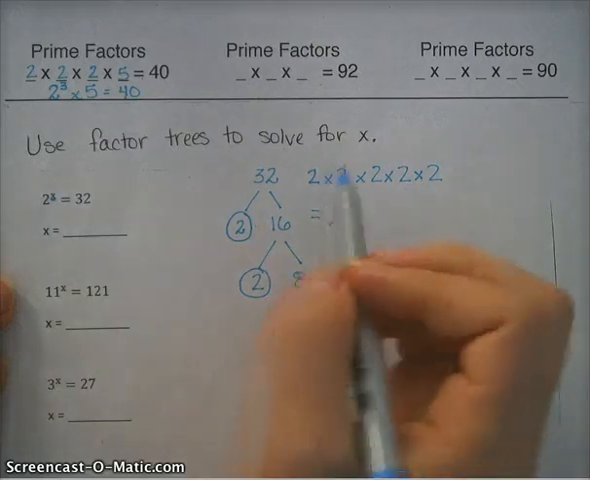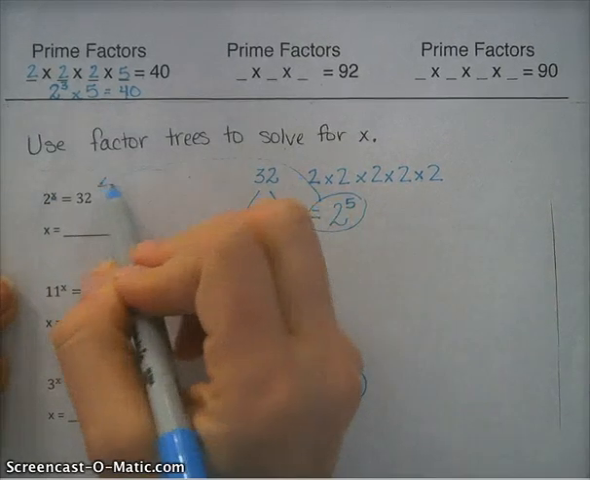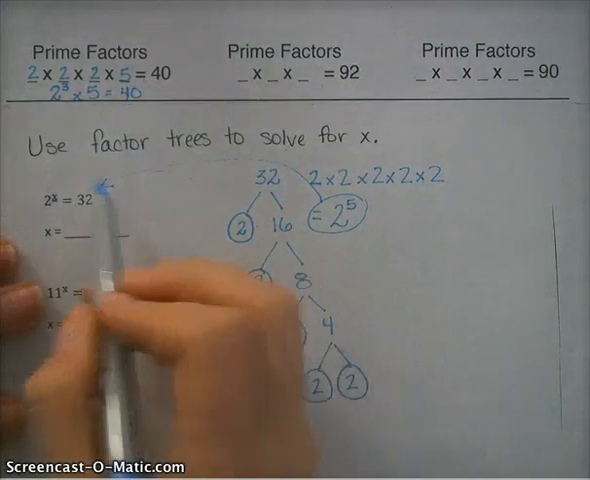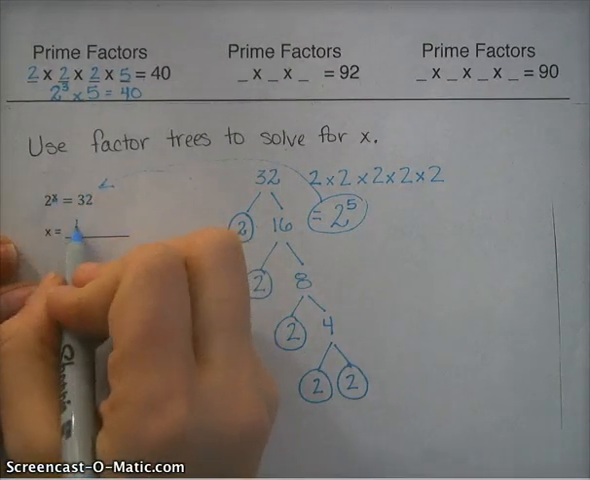So now if I look back over here, take this number, and I look over here, 2 to the x power equals 32. Well, we just found out x equals 5.